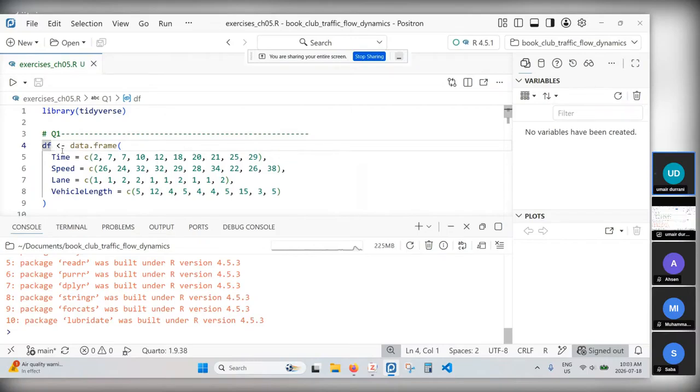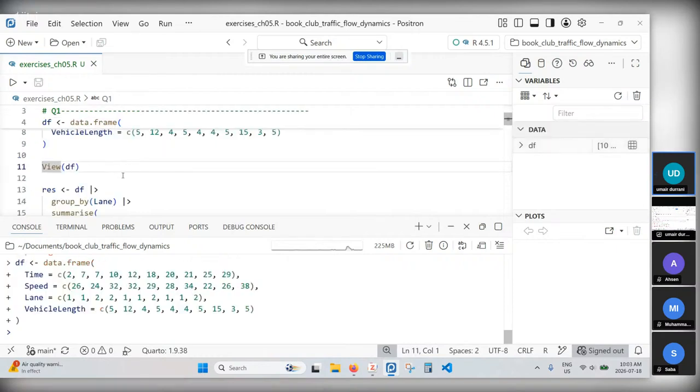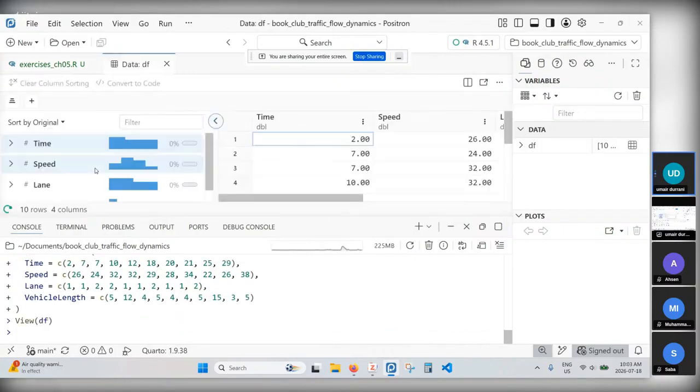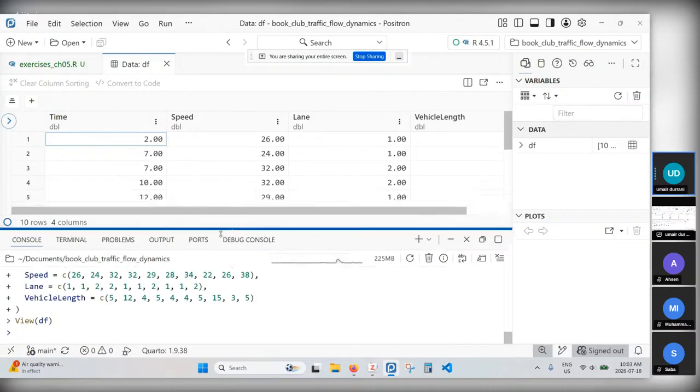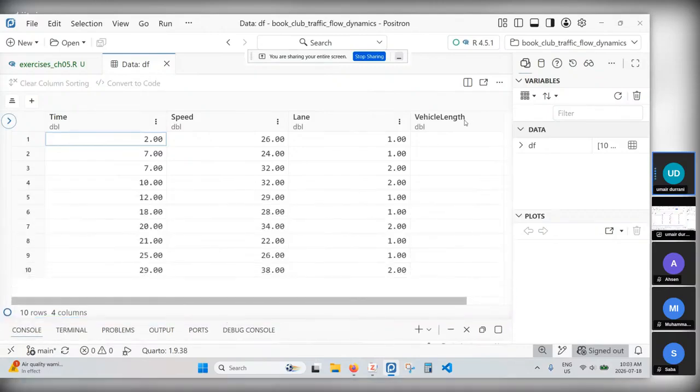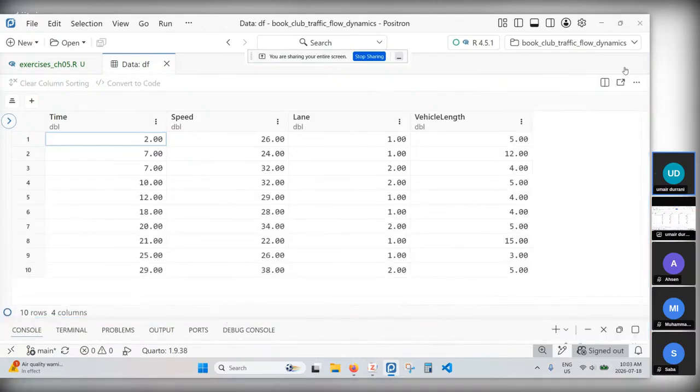first part of the question, we are going to first create a data frame, and I'm calling it df, very creative of me. And then running view df would show us the data. So here's that same table. Our goal here is to use this single vehicle data and then look at macroscopic quantities.